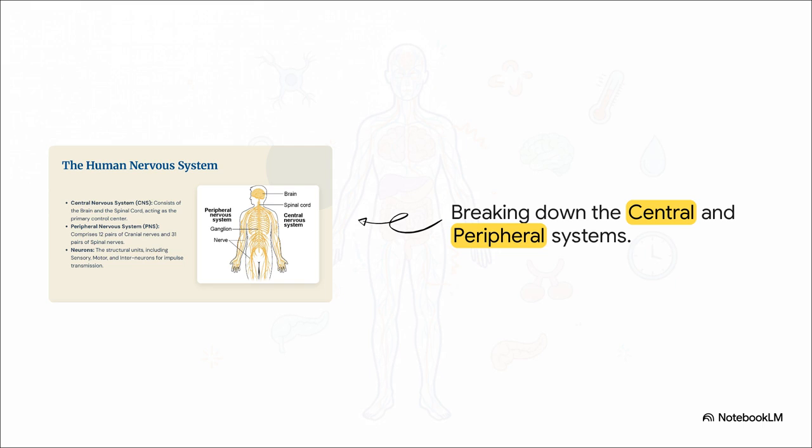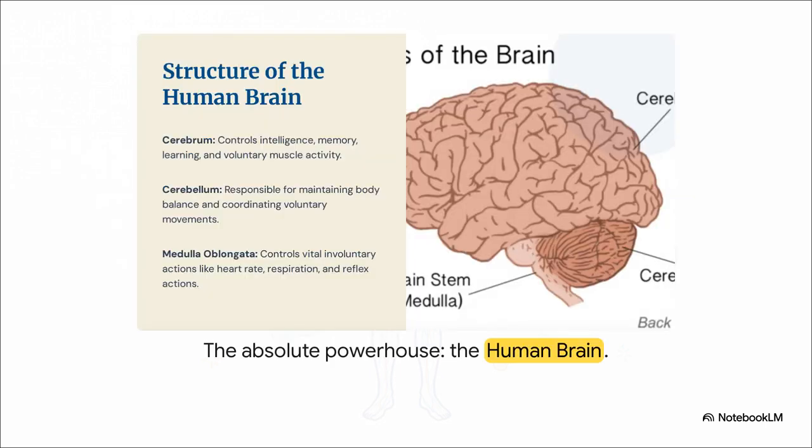Second is the peripheral nervous system, or PNS. This one is made up of exactly 12 pairs of cranial nerves and 31 pairs of spinal nerves. These are basically the cables transmitting instant messages out to the rest of your body. And the actual structural units making up these cables, those are your neurons, specifically the sensory, motor, and interneurons that handle impulse transmission.